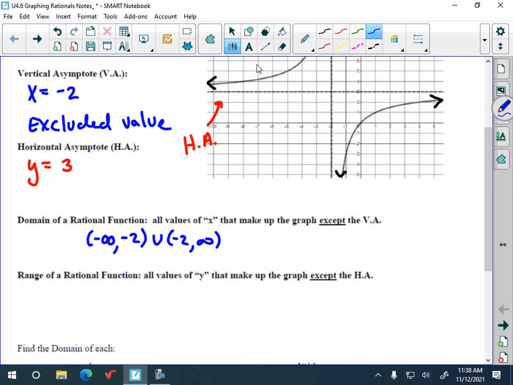So the range will start at negative infinity and go up to 3, because that's where the horizontal asymptote is. Then there's a break, so union, and then we'll pick it up again as soon as we pass 3. So none of our domain or ranges will ever have any brackets. They're all going to be parentheses. So the domain is going to come from the vertical asymptote number, and the range will come from the horizontal asymptote number.